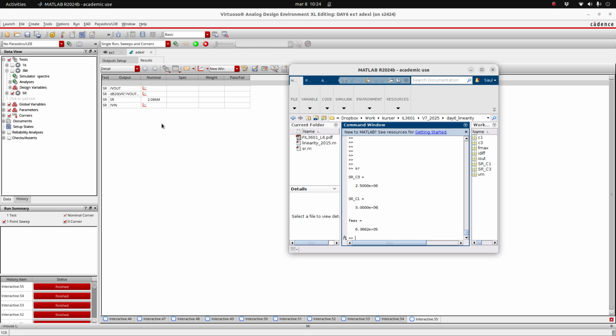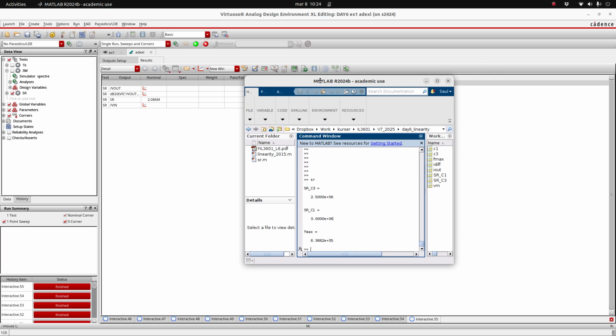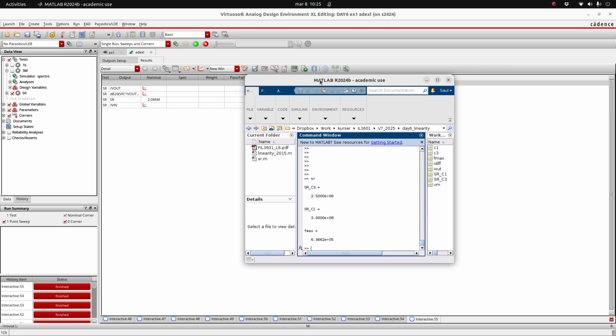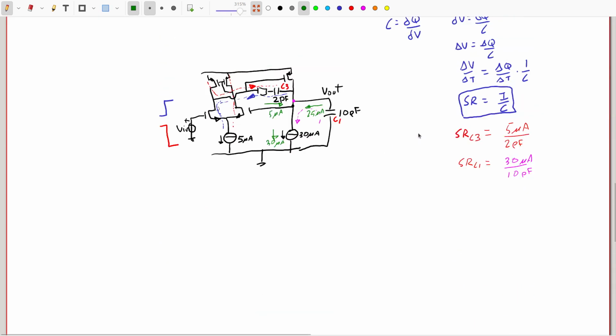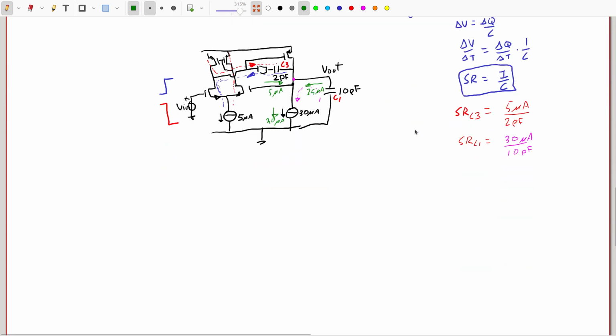So in this case I got it very quickly. It was around 2 megavolts per second, and then as we did before, we calculated the maximum frequency around 600 kilohertz.